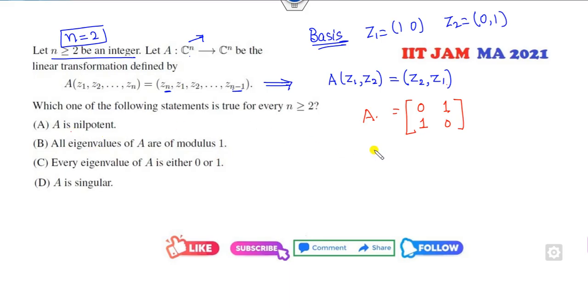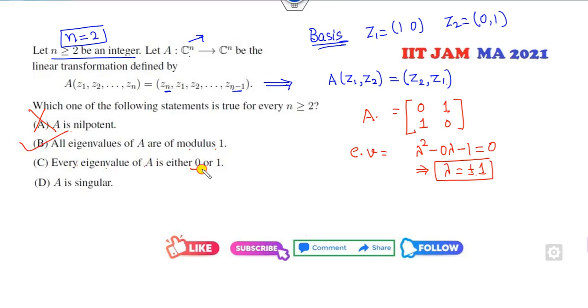Then is A nilpotent? So what are the eigenvalues of this? How can you find the eigenvalues? Lambda square minus trace lambda plus determinant. So the determinant will be -1. Fine. So the eigenvalues of this are plus minus 1. So none of the eigenvalues is 0, so A is not a nilpotent matrix. All the eigenvalues of A have modulus 1. Yes, this is the correct option.